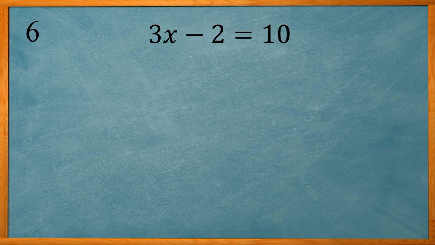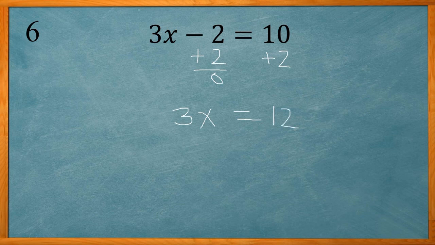I'm going to get rid of the 2 by doing the opposite. So if it's subtract 2, I'm going to add 2. You've got to do the same thing to the other side. Okay, that adds up to 0. Negative 2 plus 2 is 0. So that goes away, leaving me with just the 3x. 10 plus 2 is 12. Okay, that was our first step.